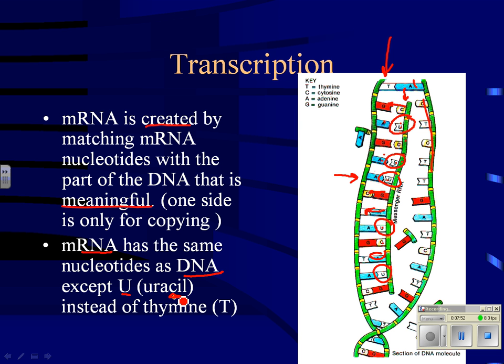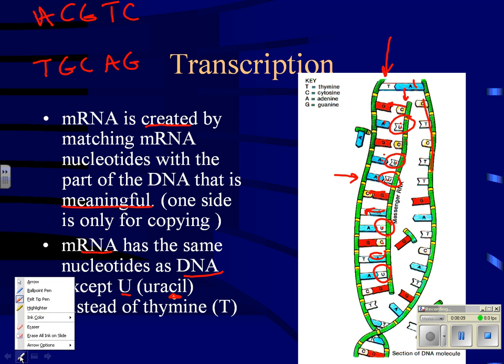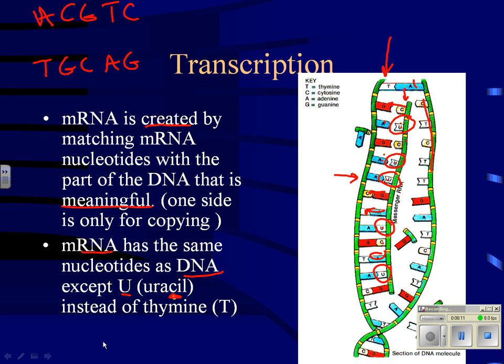So, for example, if I have a piece of DNA that reads ACGTC, the other side of the DNA would read TGCAG. But a messenger RNA that is made from that would read UGCAG. That's an important idea.